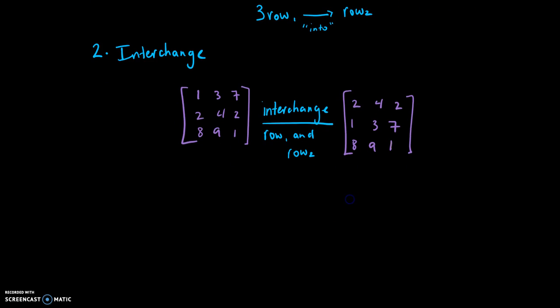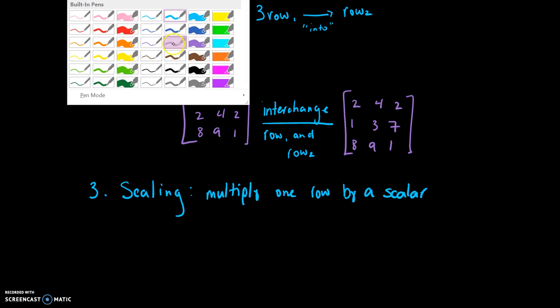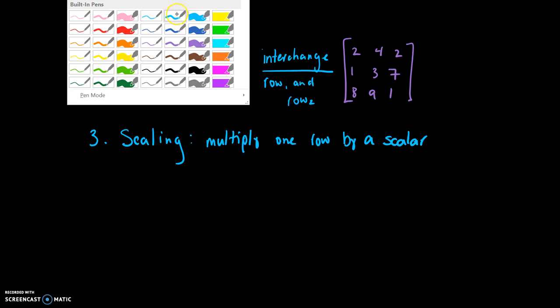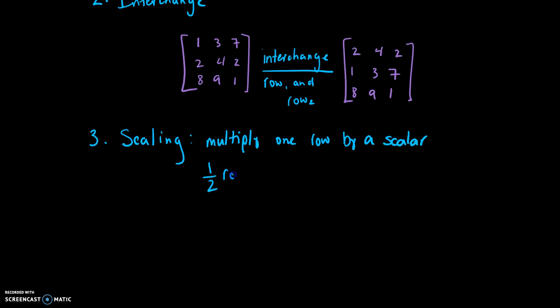And then finally, our third one is scaling. In scaling, we're just going to multiply one row by a scalar. And I told you this is really useful when you're trying to get a 1. What we did in the last video is we did 1/2 times row 2. And that kind of brought everything down for us a little bit, and that made it nice and neat to work with. So those are our 3 elementary row operations.